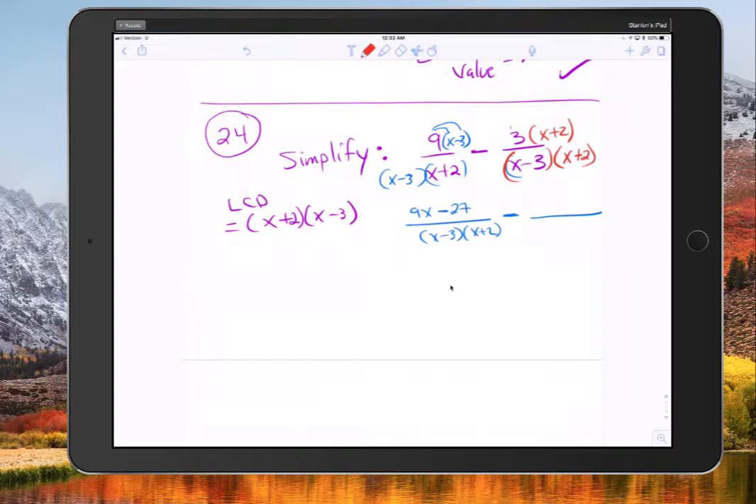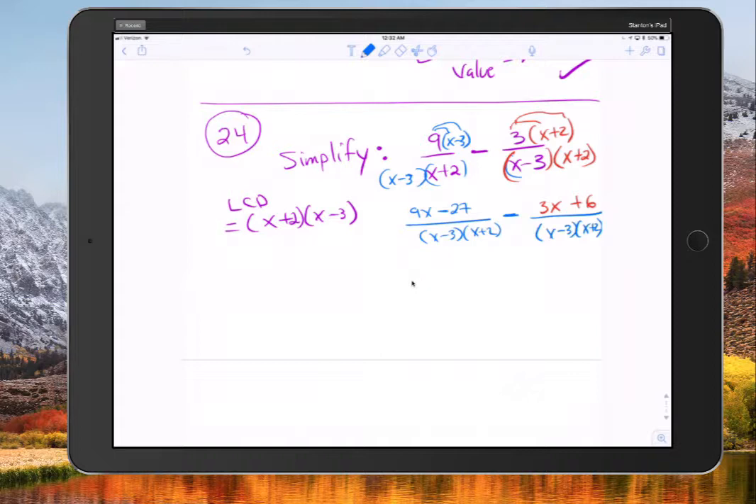Distributing negative 3, all right, want to be careful there because the negative here affects the 3. So that's negative 3 times x. Or actually, no, that's okay, because we actually brought the minus down here, so that's okay. So we'll just treat that as positive 3x, all right, since the minus is already here. So that's 3x, which is 3 times x is 3x. 3 times 2 is positive 6, and that is over x minus 3 times x plus 2.